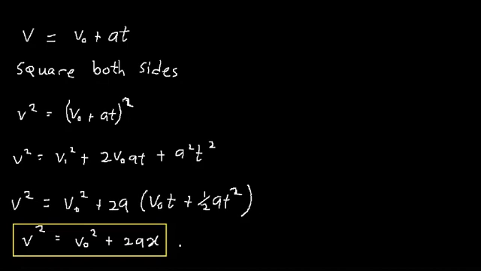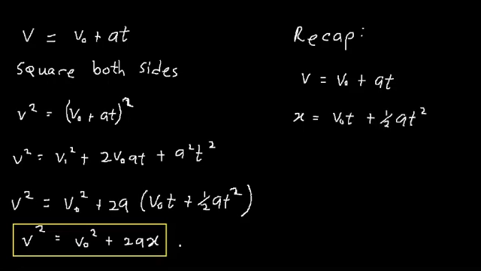Now, let's do a quick recap to remind us of all the equations that we've derived. Our first equation, v equals v naught plus at. Our second equation, x equals v naught t plus half at squared. And lastly, our third equation, v squared equals v naught squared plus 2ax.